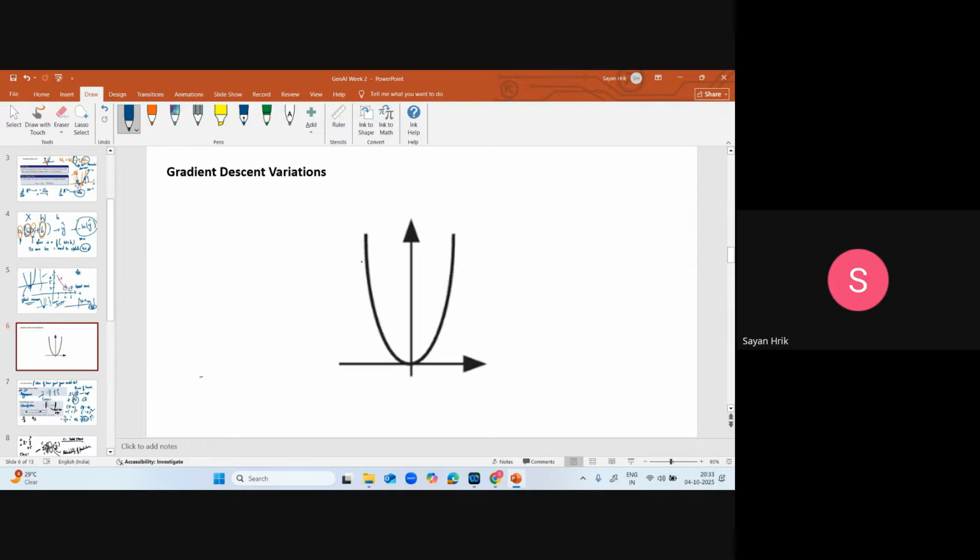Again, I will take the same figure. Suppose we were here initially. Now we want to move here, right? This is the point where we want to move, and we are moving. Because we have a negative derivative, we are moving here. So we are moving here like this.